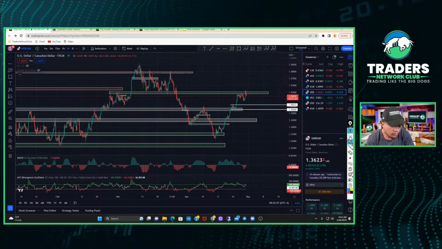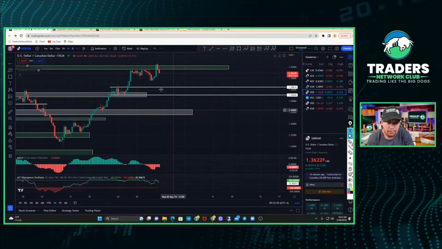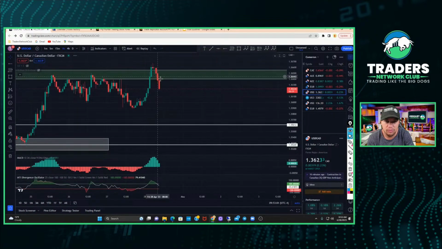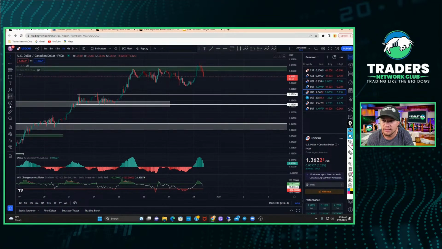So right here we can see price is definitely starting to move a little bit bearish on the 4 hour. Looking at the 1 hour, price does have some room to go back to this low here. All the way back to this low is about 30 pips. So we're pretty bearish there.